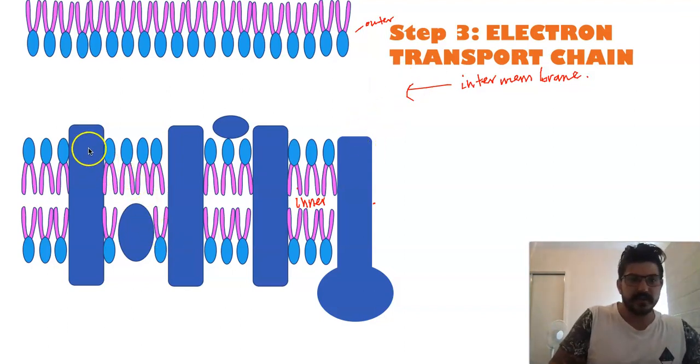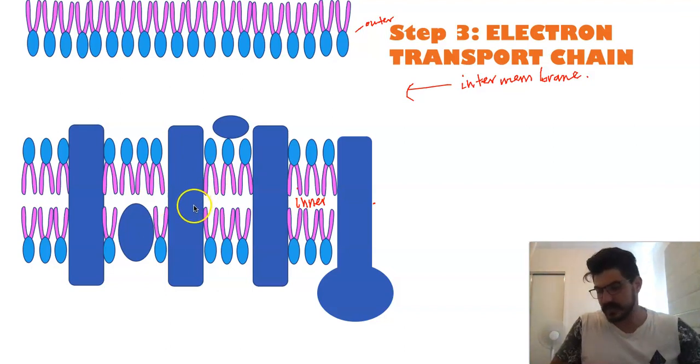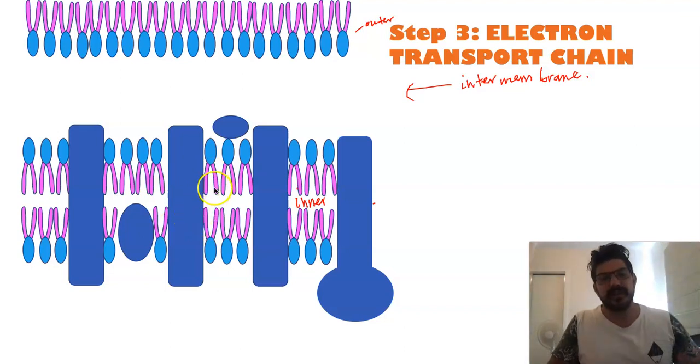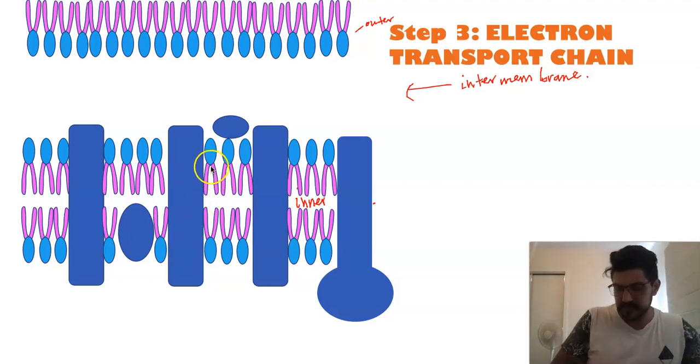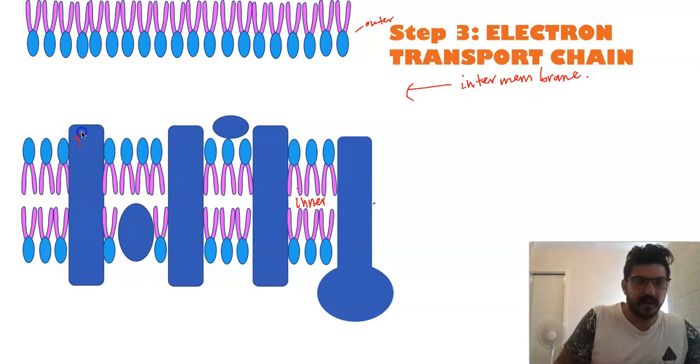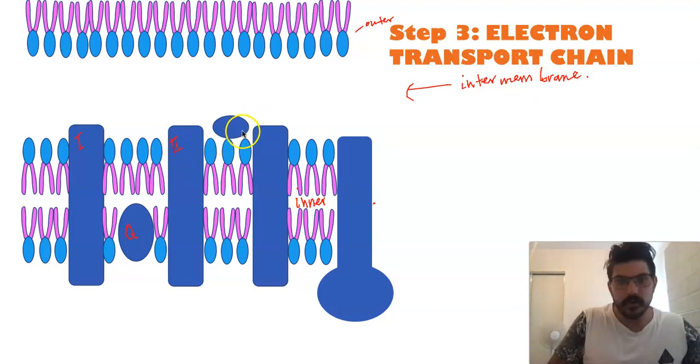Each one of these proteins that sit in this membrane have a role in the electron transport chain. I'm not going to go through their names or anything like that, but I am going to give them some labels. This one's going to be 1 or I. We'll call this one Q. We'll call this one II for 2. And we'll call this one cyt, so C. And this one can be number 4.